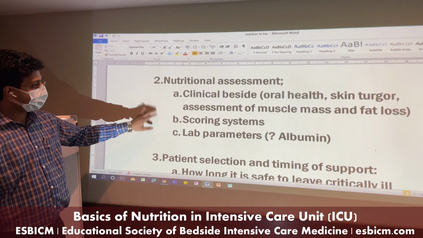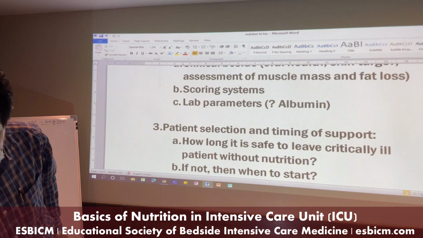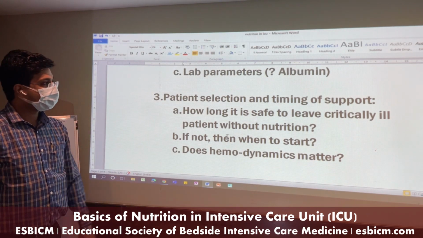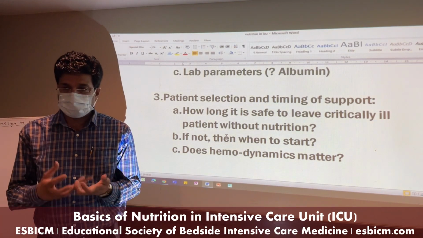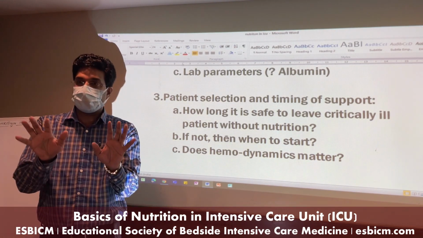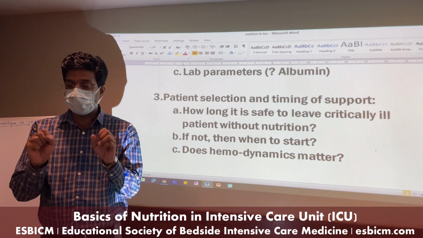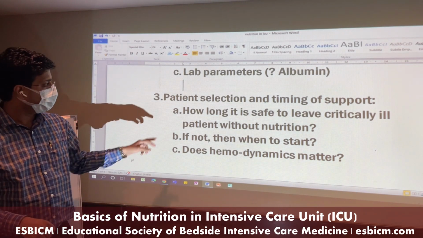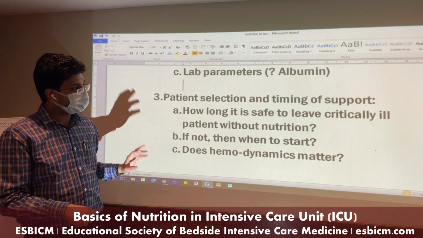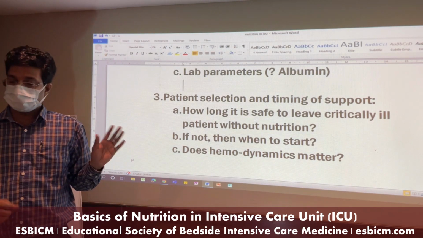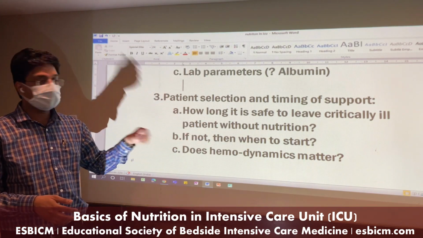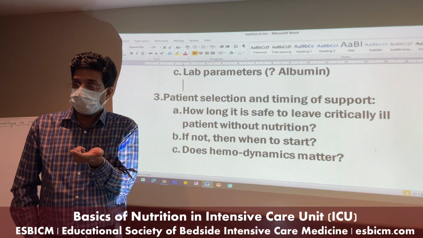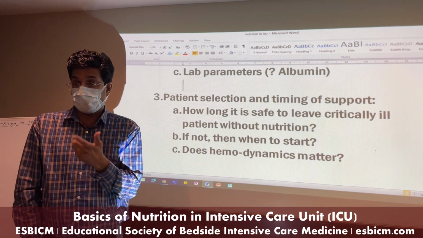Now, when we have done the nutritional assessment, third, patient selection and timing of support, meaning when to feed. You have a patient, you have done the assessment, now when to start feeding? If you answer these two questions, then you will get the answer. How long is it safe to leave a critically ill patient without nutrition? How long can we leave this patient unfed?